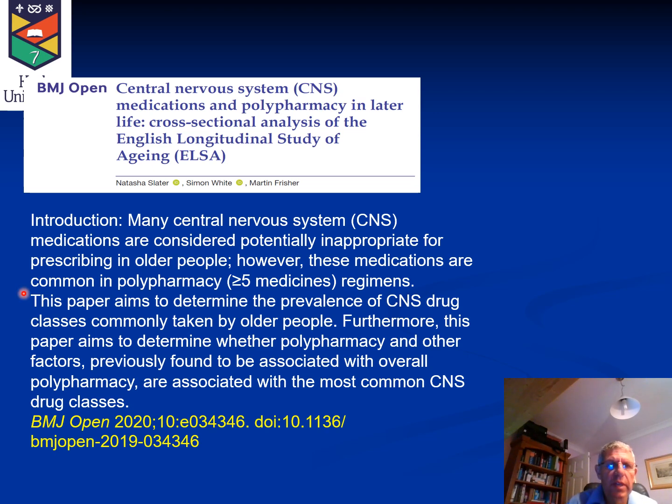So this is from the introduction of the paper, where we state that many CNS medications are considered potentially inappropriate. However, these medications are common in polypharmacy. So the aim of this paper was to determine the prevalence of CNS drugs, and we also wanted to see whether the factors that I've just talked about are also associated with CNS drug classes.